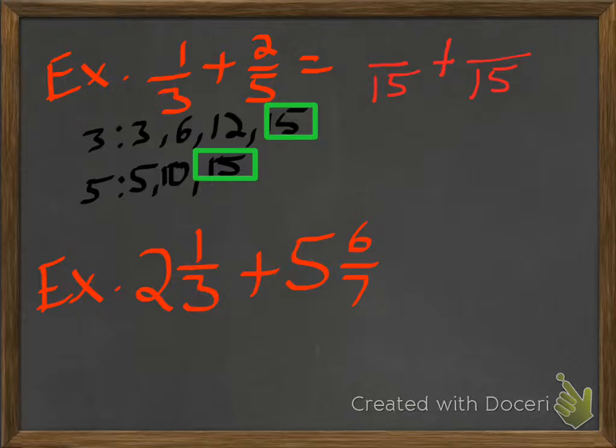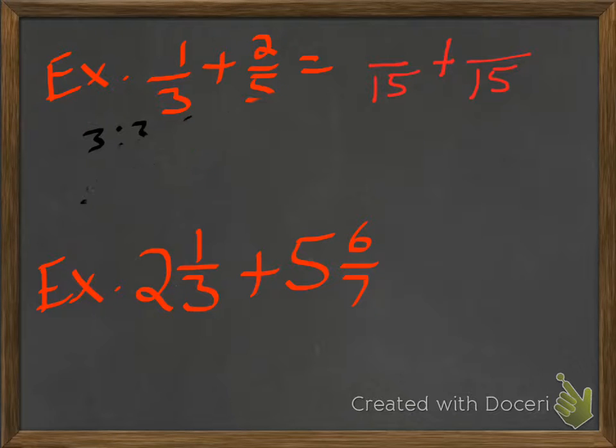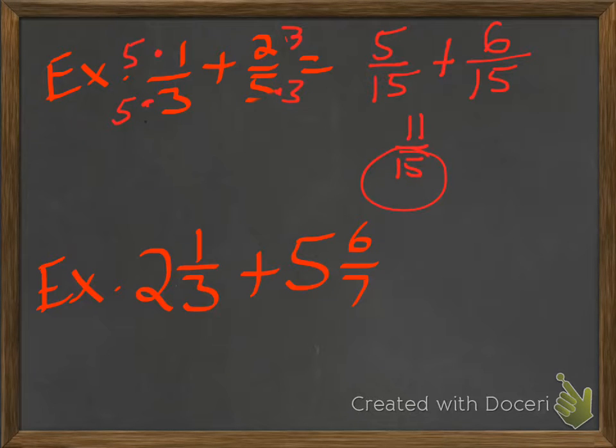Alright. Now, once I have that done, I have to change the tops, because if I don't change the tops, they're not equal. So how did I make 3 into 15? I multiplied it by 5. So I have to do the same thing with the top. 5 times 1 is 5. Same thing with the 5 over here. I had to multiply it by 3. So I have to do the same thing to the top. Gives me 6. Now that I've finished that, I can actually add. 5 plus 6 is 11 fifteenths. Notice the denominator does not change. It stays the same. 11 fifteenths, we're good.